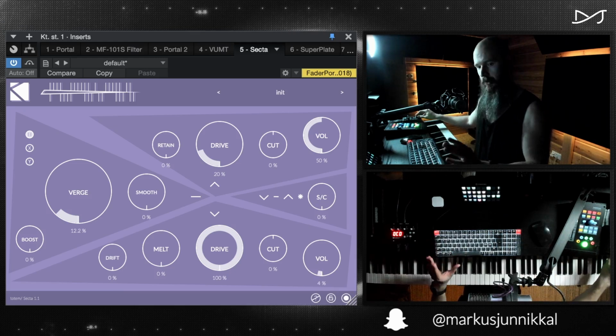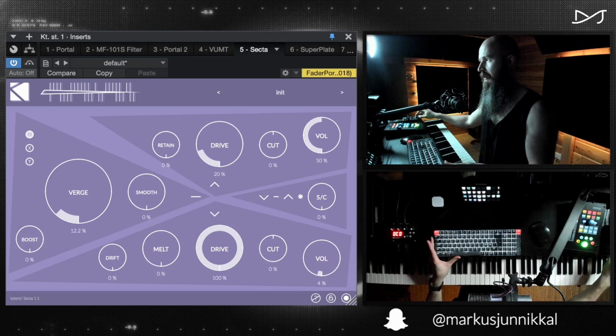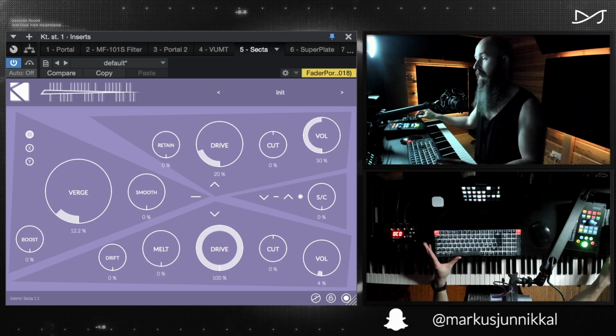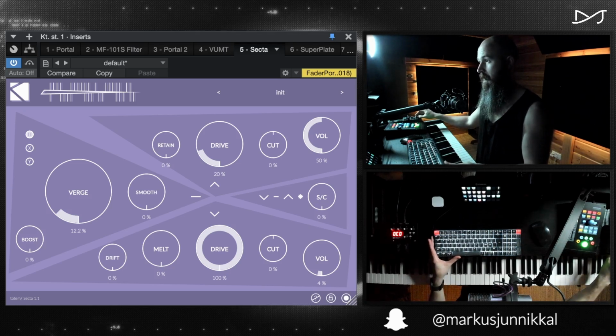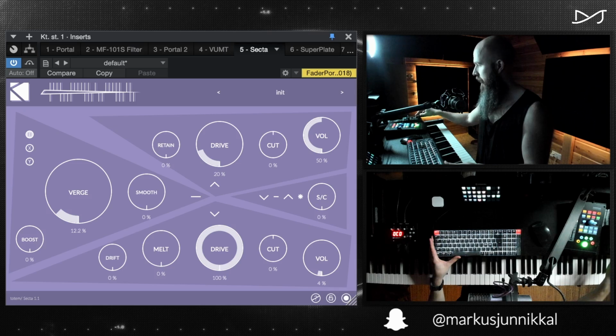Because this isn't just glitching out. This is what it's doing. So I have no idea where I am in terms of what it's doing, but let's keep going.